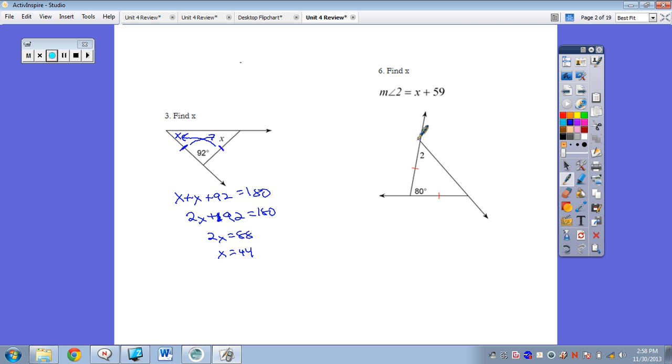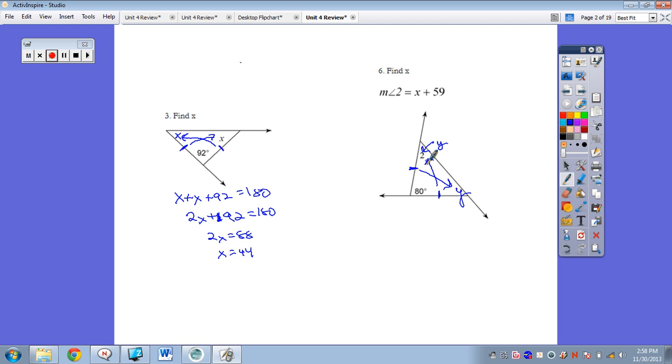And then the last one on that page, number 6. We're finding x if we know the measure of angle 2 equals x plus 59. So this side and this side is congruent in my triangle. That means that the angle opposite that side and the angle opposite this side are the same. Okay, so this is the measure of angle 2. We also know that this is the same measure 2. So let's say that this angle right here is y. So we can say this angle is also y.